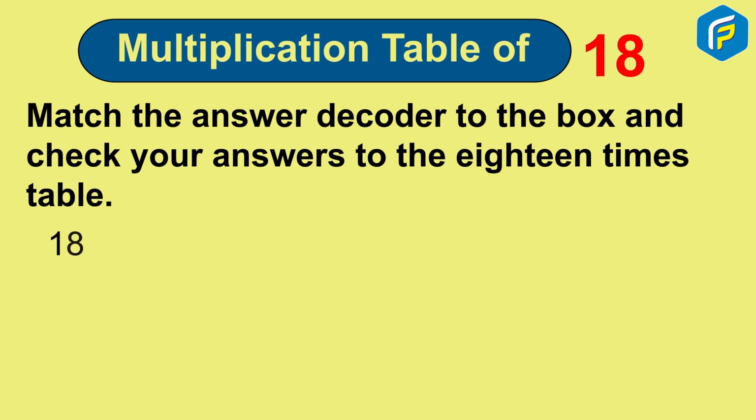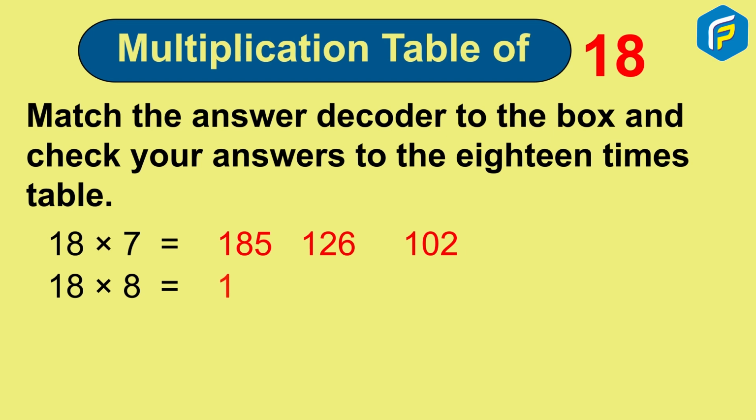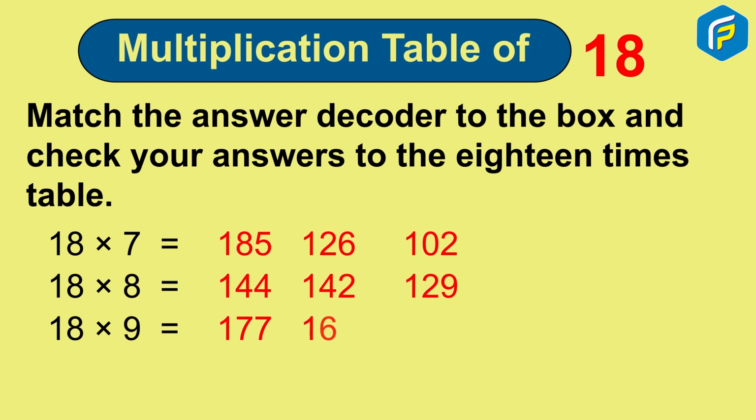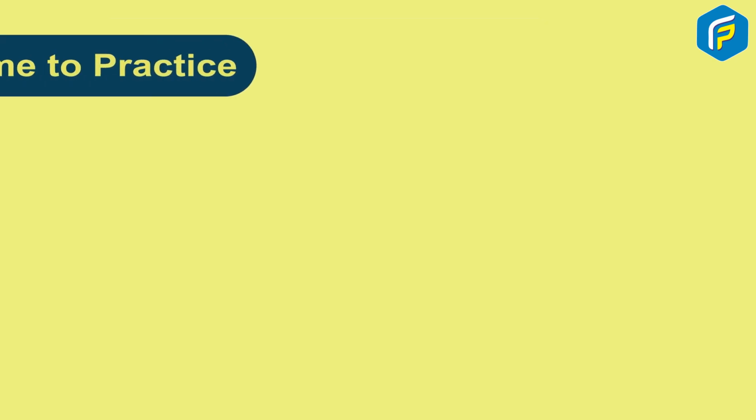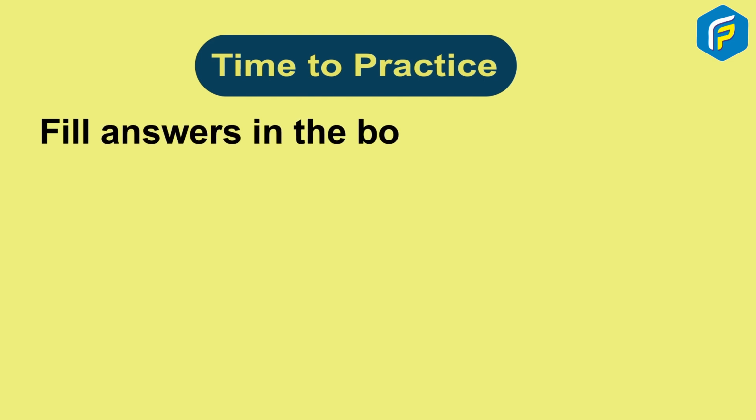18 into 7 is equals to 126. 18 into 8 is equals to 144. 18 into 9 is equals to 162. 18 into 10 is equals to 180. Time to practice. Fill answers in the boxes.